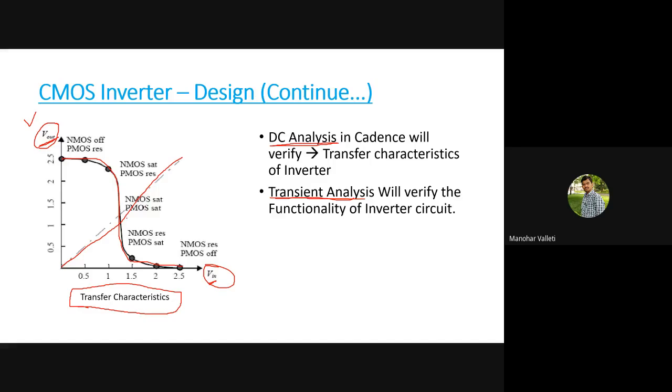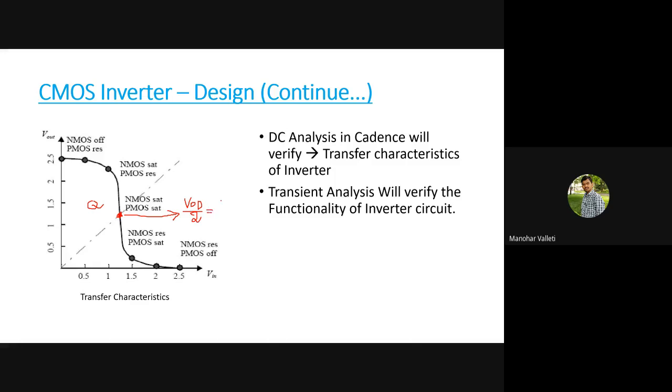One more important point is, your output and input are intersecting at one point, right? Let us say this is the Q point. As per the design, this point always has to be equal to VDD by 2. You need to design your inverter such a way that for proper switching to happen, this point has to be equal to VDD by 2.